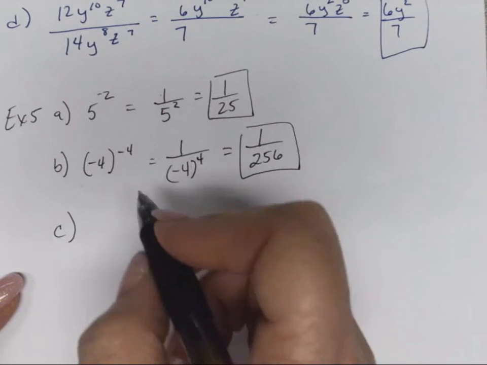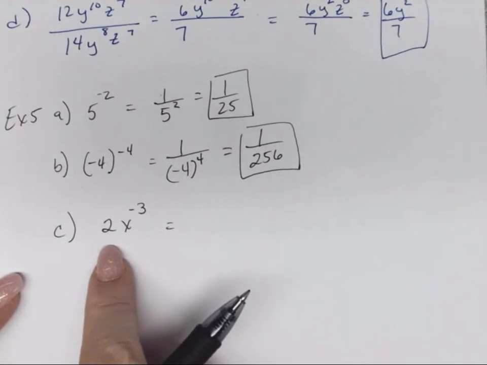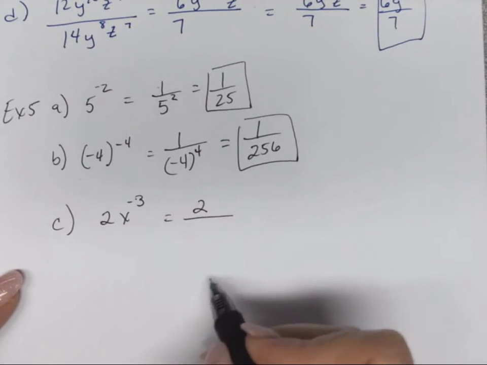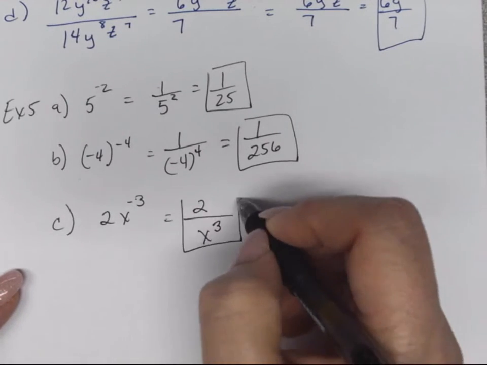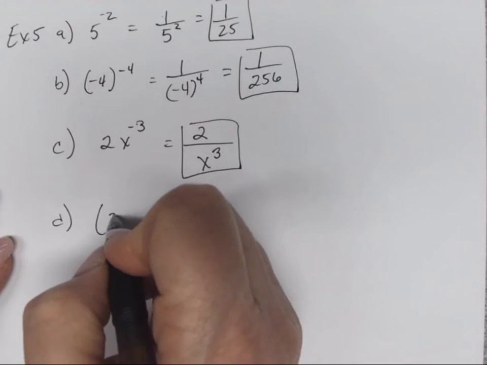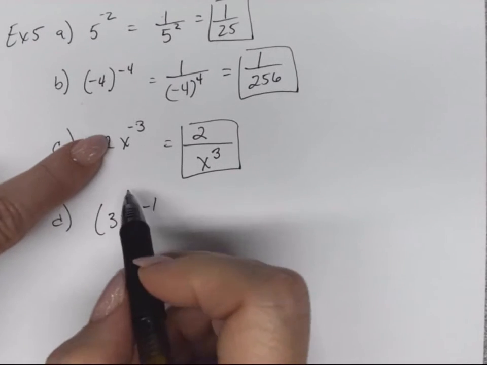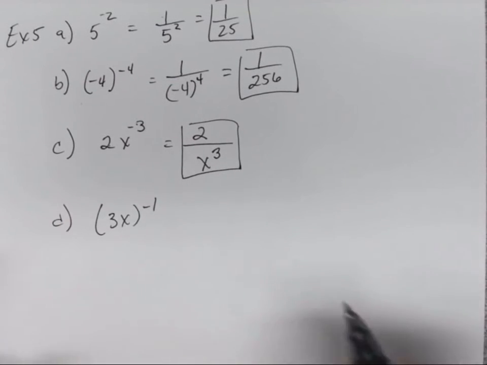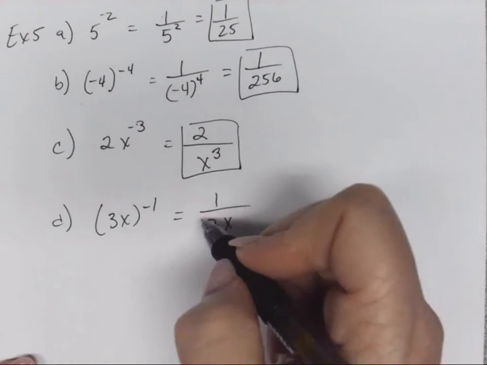For part C, if we have 2x to the negative 3, the 2 is fine, so it'll stay on the top, but the negative 3 needs to go down into the denominator, so it'll be over x cubed, and that would be your final answer. Now, if we have the whole thing raised to the negative 1, now this is different than this one. This one, the 2 was on the outside. It had nothing to do with the exponent. This time, the whole thing is. So it'll be 1 over 3x to the first, so that's just going to be 3x.